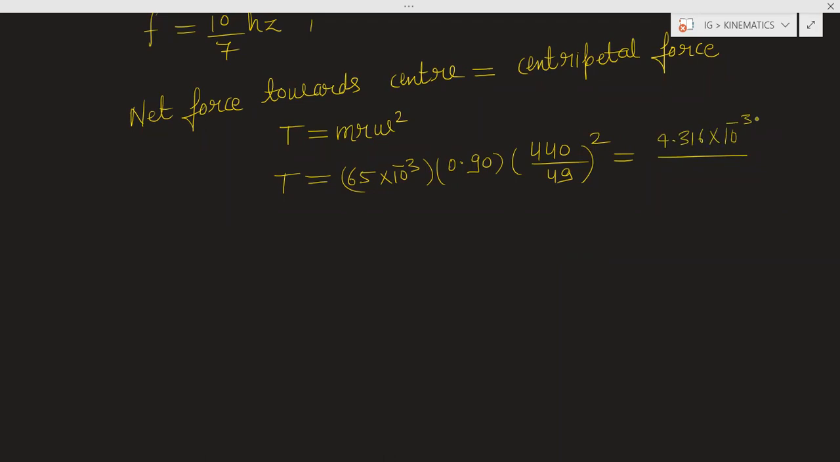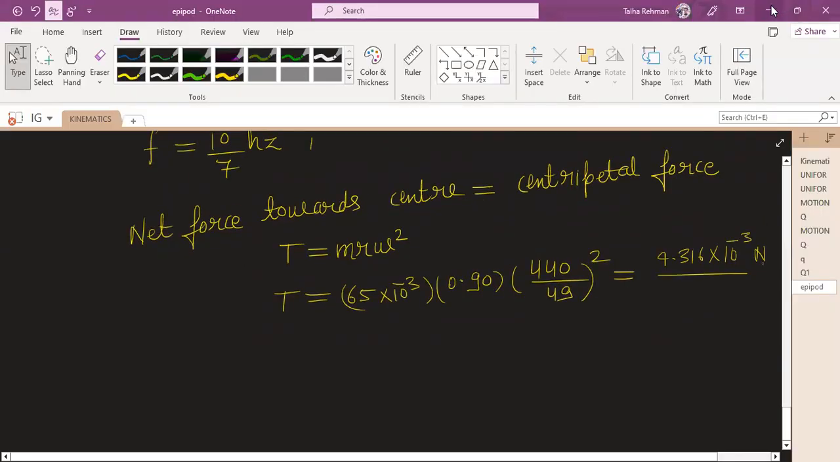Okay. So what will be the unit of tension? Because tension is also a force, so the unit will be Newton. So we have done, basically we were discussing this chapter.